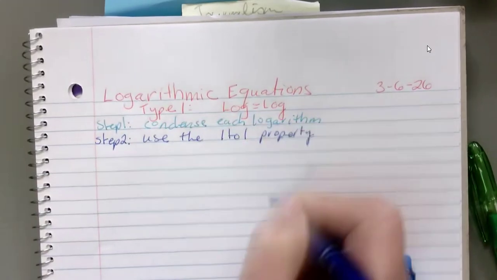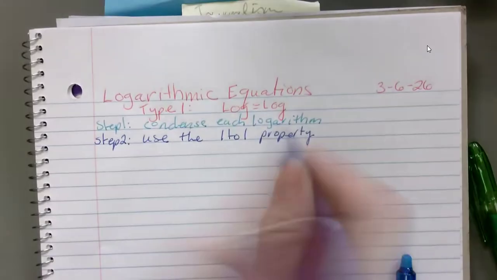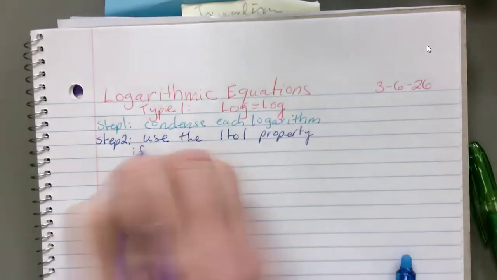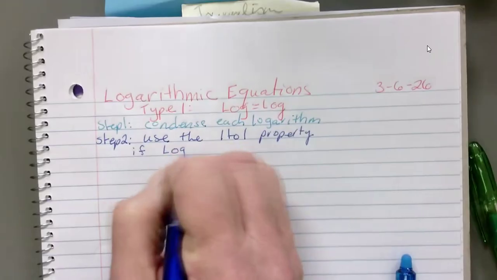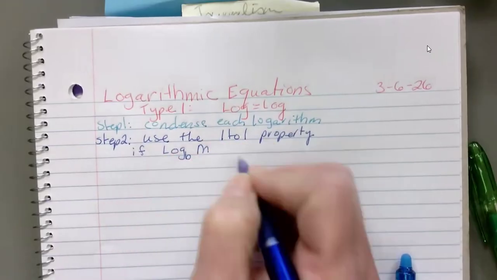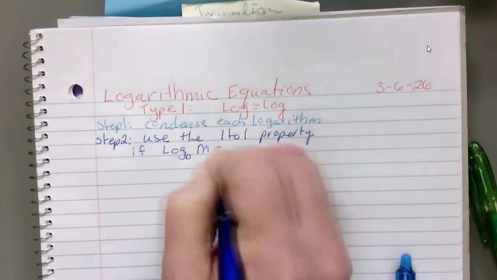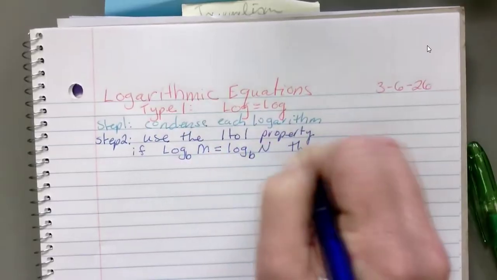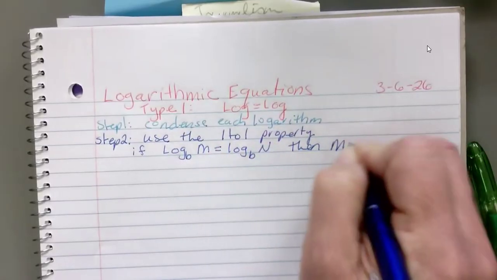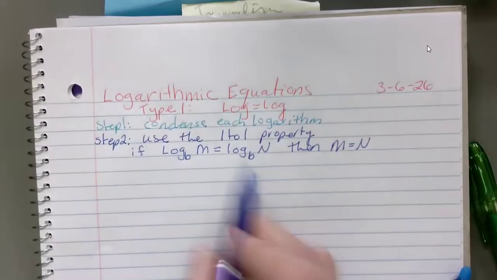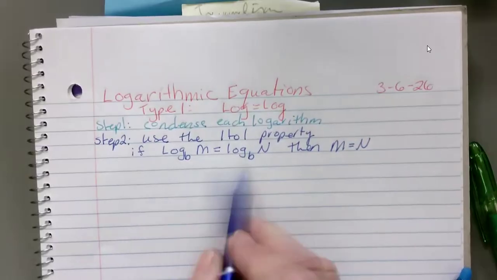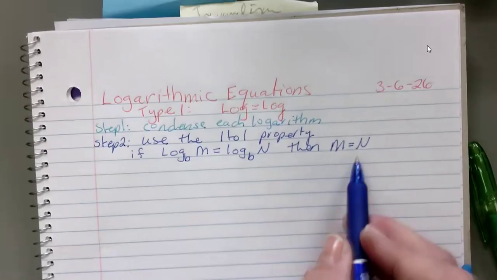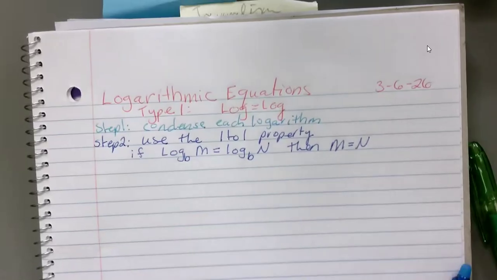We haven't even listed that yet, so let's go ahead and list that. That property states that if the log base b of m equals log base b of n, well then that means that m equals n. You can basically ignore the log base b parts and just set m equal to n, or set one side equal to the other side.